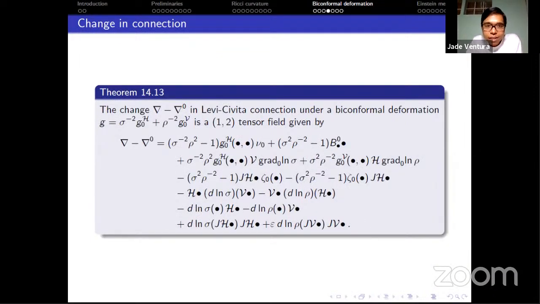We can compute the difference of the Levi-Civita connection as we go from the original metric to the biconformally deformed metric. An important thing to note here is that this connection lambda naught is not a tensor. The connection lambda is also not a tensor, but from this theorem, the difference of the two is a tensor.